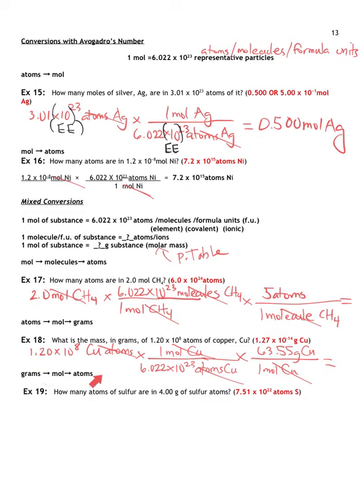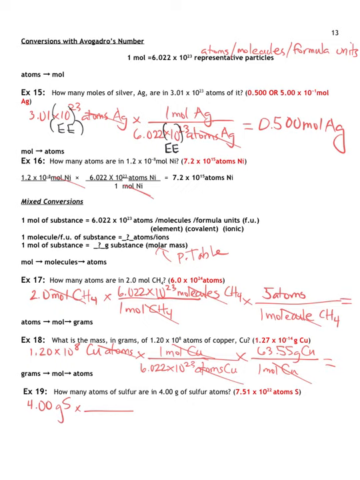In this section, we're actually doing some more conversions. It's varied, mixed, of course. Moving to 19, I'm starting off with 4 grams of sulfur atoms, and I'm going to need to convert it to atoms, so number of particles.